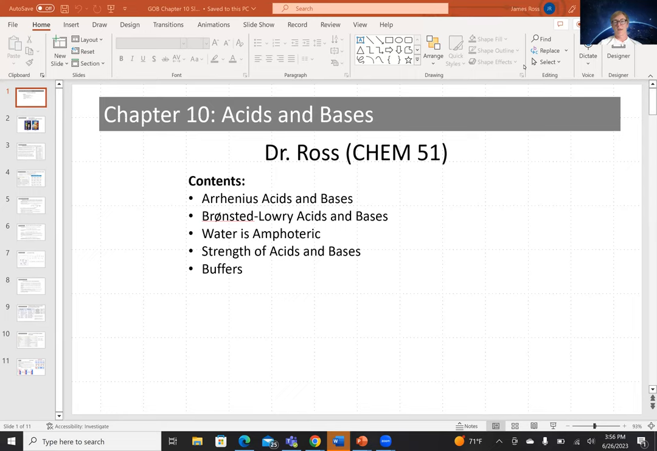Specifically, we'll look at the Arrhenius acid and base definition, the Brønsted-Lowry acid-base definition. I'll just say Brønsted because it's easier. We'll talk about water specifically. It's a very interesting amphoteric type compound. We'll see what that means. We'll talk about the strength of acids and bases and how we measure it. And then finally, we will look at buffers very briefly. So without further ado, let's go.